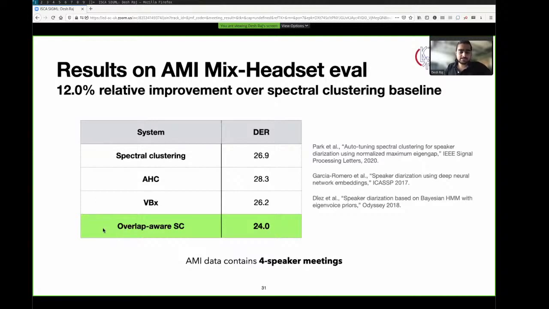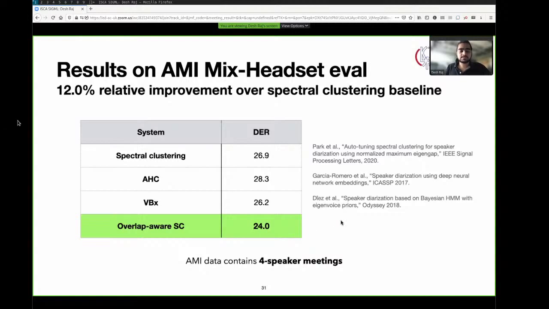Let's look at how well it does in practice. These are results on the AMI data set, which contains four speaker meetings. And we use the mixed headset setting in this case. As you can see, the single speaker clustering based systems give about 26-27% diarization error. We reduced it by 2 or 3%, which is about 12% relative improvement over the spectral clustering baseline using our approach. Of course, with a better overlap detector, this would be improved even further.